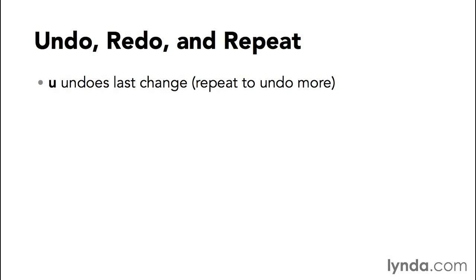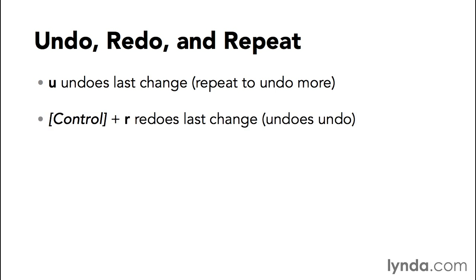Vi may be kind of prehistoric, but at least it does include undo. The u command in command mode undoes whatever the last change was. If you press u again, it undoes the previous command, and so on, back to the beginning of when you open the file. Control R is the opposite of undo. It undoes an undo, so it redoes the last change.